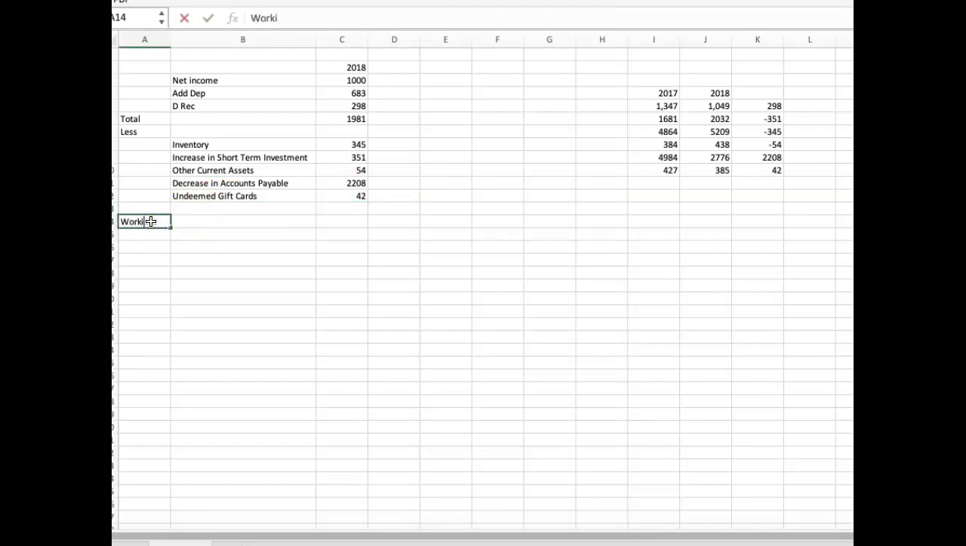Then we also had working capital. So we can put working capital in here, provided in operations. Okay. So here we have to do our total. So our working capital is negative $1,119.